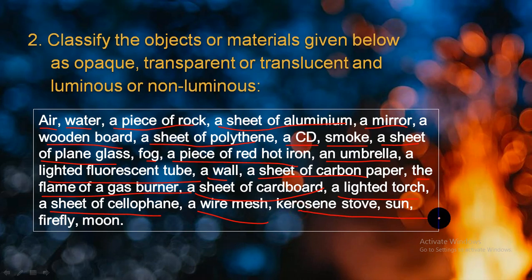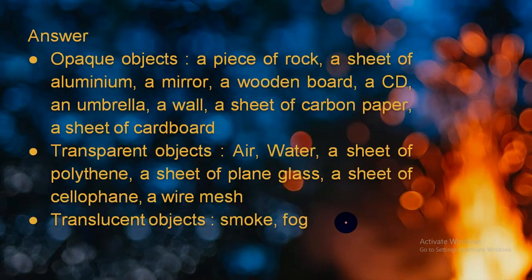Next one is kerosene stove. Now kerosene stove is considered as opaque, but when you switch on the kerosene stove, you can see the flame, hence it is luminous. Sun, very easy, luminous. Firefly, luminous. Moon is considered as opaque and non-luminous. So in this way, we have completed the classification.